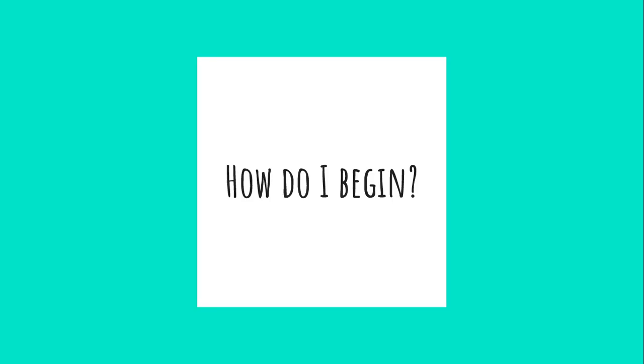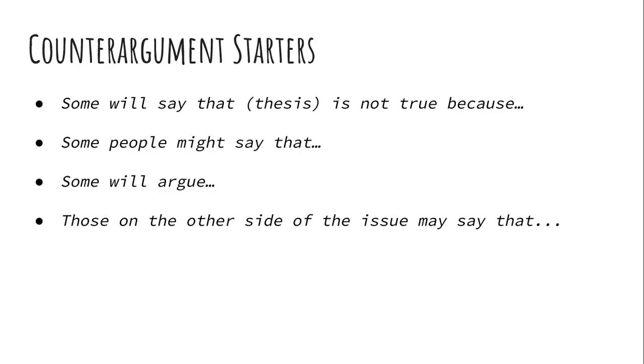All right, so you've got to write a counterargument and rebuttal. How do you begin? How can I start these off? So let's look at counterargument starters. These are some examples of things that you could use to start your counterargument. Something like, some will say that my thesis is not true because, some people might say that, some will argue, those on the other side of the issue may say that. So we're making it very general. You don't want to be too specific about what's being argued on the other side or who's arguing it. You can be very generic here. But you're just addressing that somebody on the other side might have a different viewpoint than you.